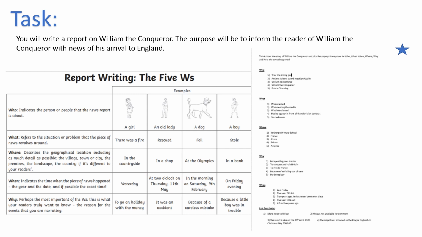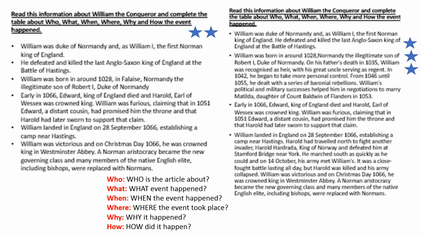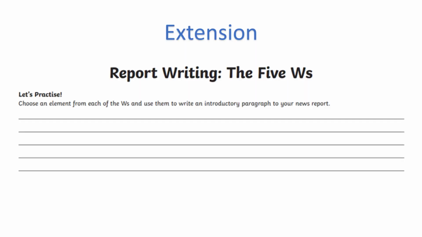And over here, there's a report writing template with the 5 W's to help you. If you feel a bit more confident, you can read this over here where there's 2 stars and then answer these questions: the who, the what, the when, the where, the why, the how. And if you feel really confident, you can read this section with the 3 stars and answer these questions. And once you're done, everybody, I want you to do this extension to choose an element from each of the W's and use them to write an introductory paragraph to your news report.